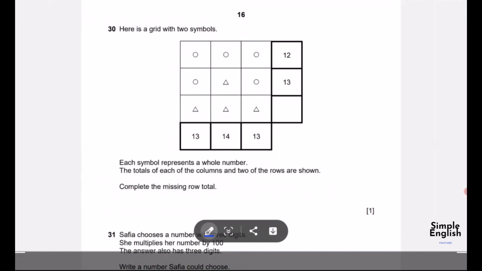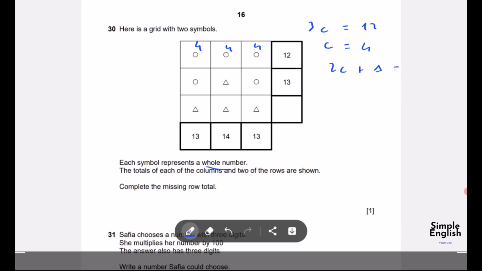30. Here is the grid with 2 symbols. This symbol represents a whole number. Remember, a whole number. The total of each column and row are shown here. Okay, we have 3 circles equal to 12. This means 1 circle is 4. Here it means 4, 4, 4. The second row, we have 2 circles plus a triangle equal 13. So 2 times 4 plus a triangle is 13. So a triangle is 5. So that's 4, 5, 4. So it means 5, 5, and 5. So the sum of the 3 triangles is 15.